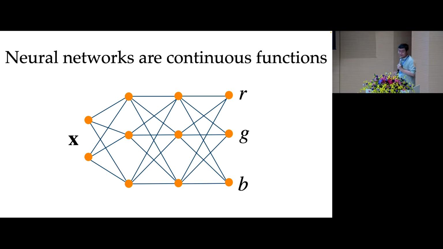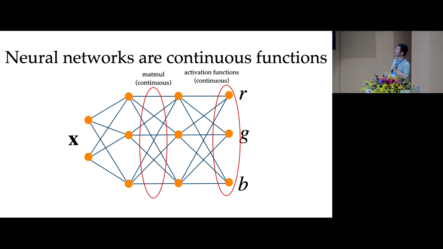So fundamentally, the problem is that neural networks are continuous functions, right? So by definition, they cannot represent discontinuities. It's obvious when you look at what's happening at each layer. It's either a matrix multiplication, which is continuous, or activation functions, which are usually continuous. And compositions of continuous functions are always continuous.